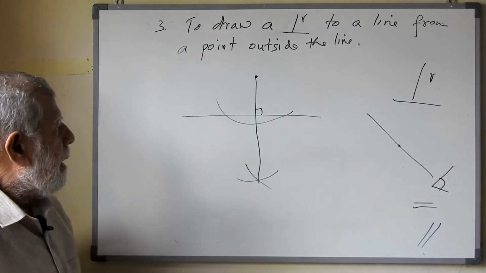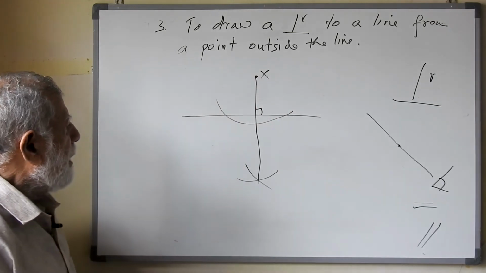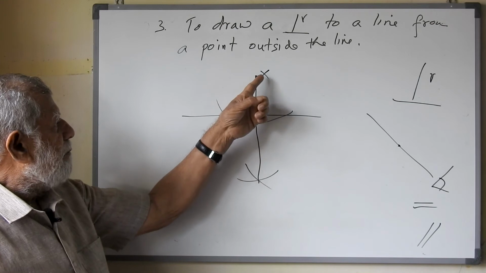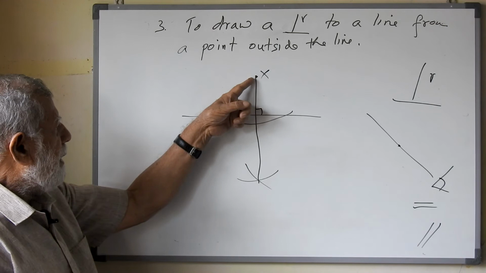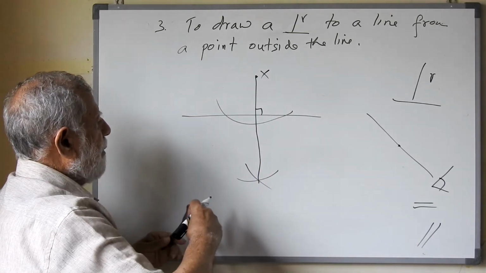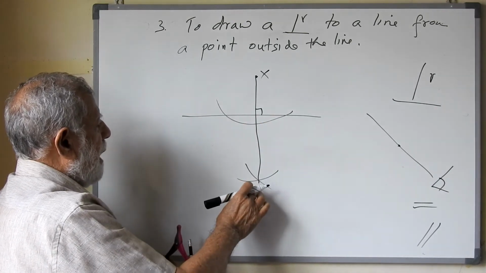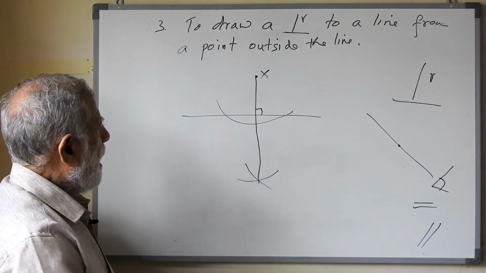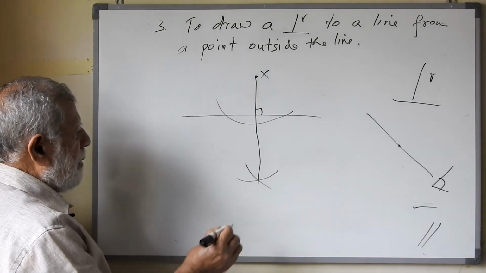So again I'll repeat, you have to draw the perpendicular, we'll call this point X. From this point X, we have to draw perpendicular to this line. So what we do is, from this point X, always keep the middle point here, and then draw the arc. After we draw the arc, from these 2 points, we draw another 2 arcs, and we join that. So you will get the perpendicular. So we have drawn from X the perpendicular to this line. Like that you have to go on practicing.